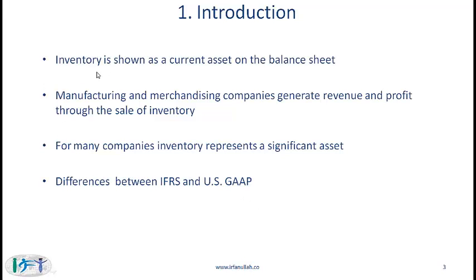As we have discussed before, inventory is shown as a current asset on the balance sheet. For manufacturing and merchandising companies, revenue and profit is generated through the sale of inventory, and for many companies, inventory represents a significant asset. With regards to inventory accounting, there are a few important differences between IFRS and US GAAP, and those differences will be highlighted in this reading.